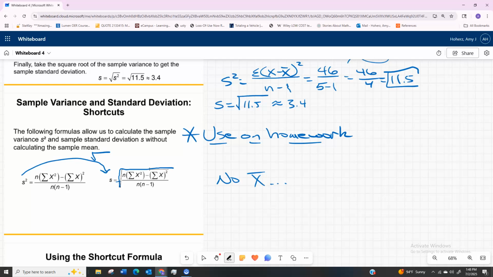And why does this work? We don't have to worry about that, okay? A mathematician at some point, a statistician, determined that this formula gets you the exact same answer, and it's easier, and so this is what we use. We call it the shortcut formula. It's on your formula sheet. Let me pull up the formula sheet really quick while we're talking about that.